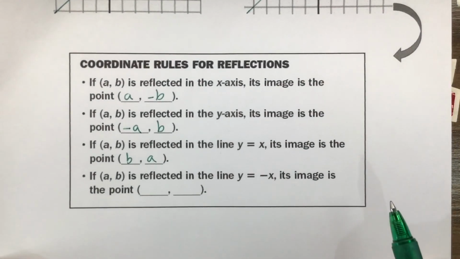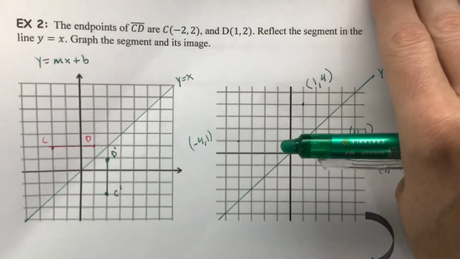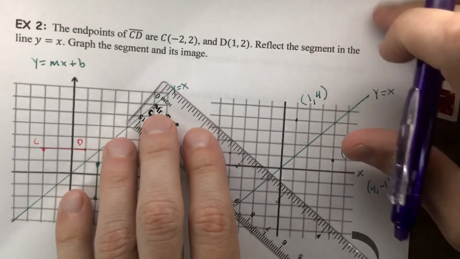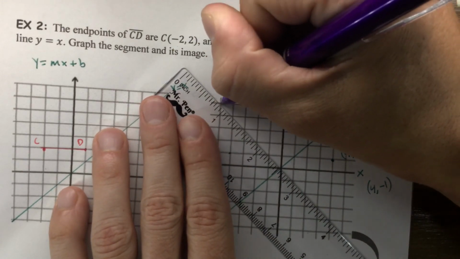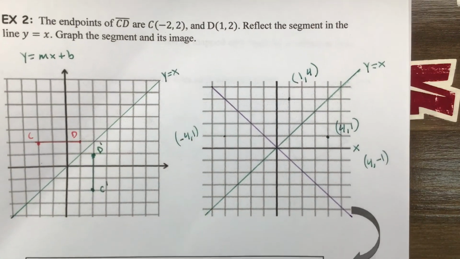All right, last, y equals -x. Okay, so for that one, I always call it the other diagonal. I think that's a somewhat fitting name for it. Okay, so it's the other diagonal. It goes in the downward direction.